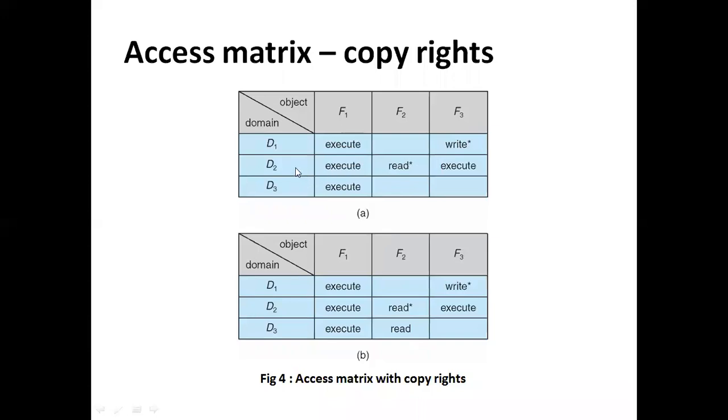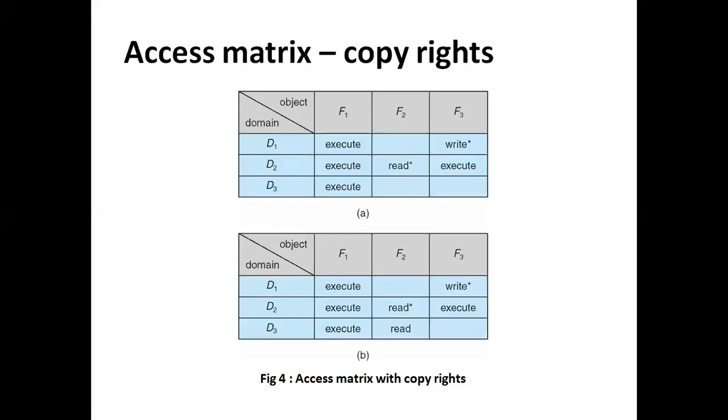Let's take up an example. Say a process P1 is executing in domain D2. It can execute file F1, it can read file F2, and it can execute file F3. There is a copy right next to this read. That means if process P1 is executing in domain D2, then it can copy this access right to domain D1 or to domain D3 or to both.